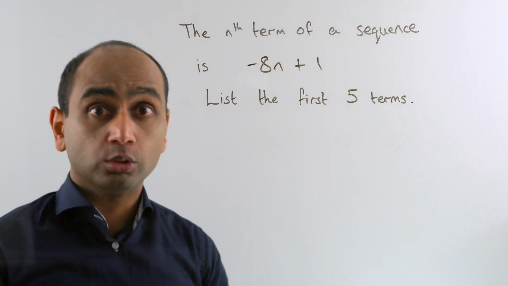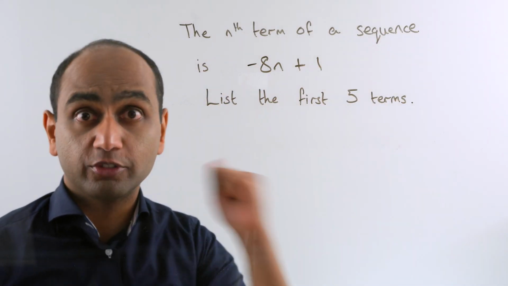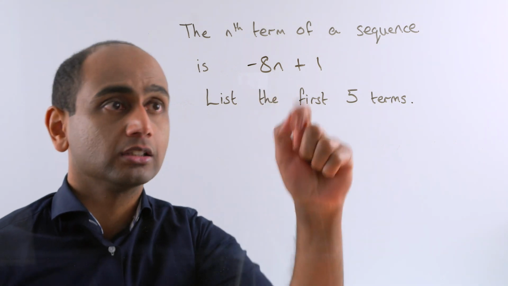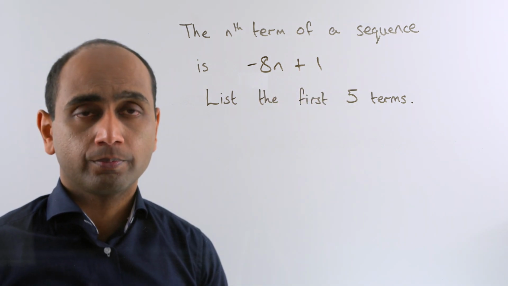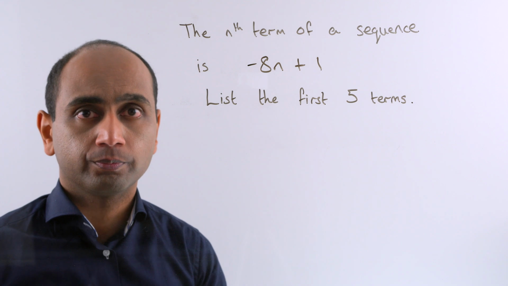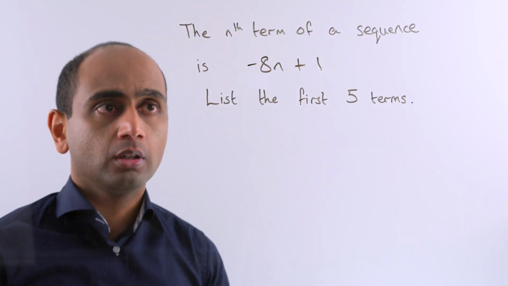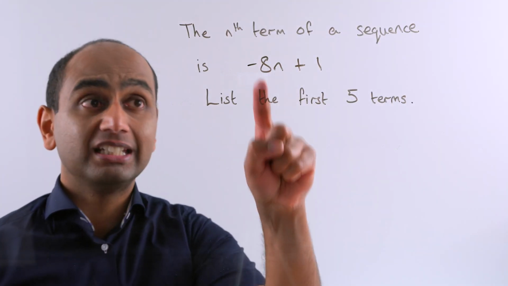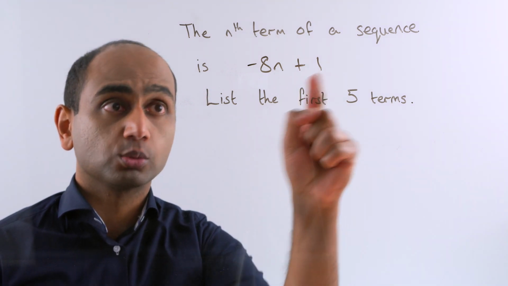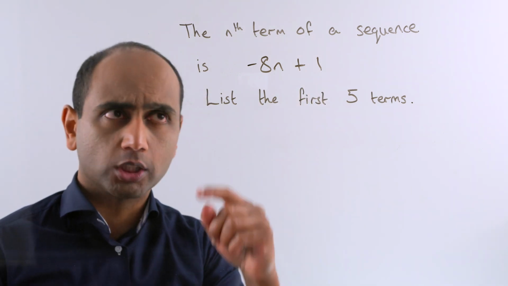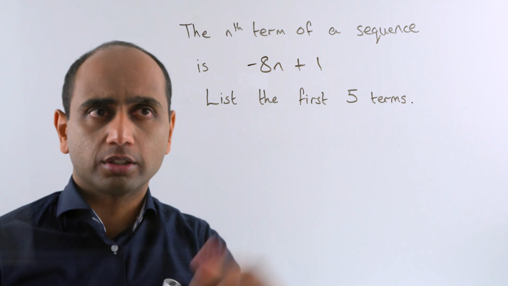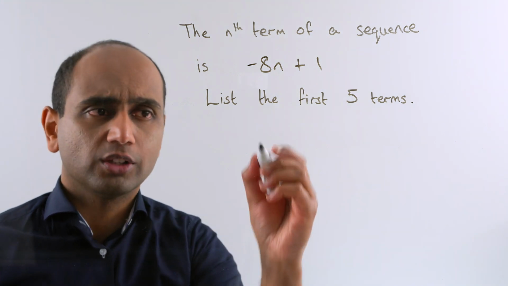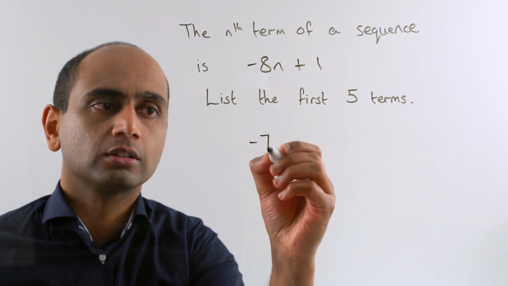Here's the fourth example. Take care with this one. The nth term of this sequence is negative 8n plus 1. Pause the video and have a go. Well, here the first term would be negative 8 times 1 plus 1. Negative 8 times 1 is negative 8 plus 1. That gives us negative 7. So that's what you should have got first.